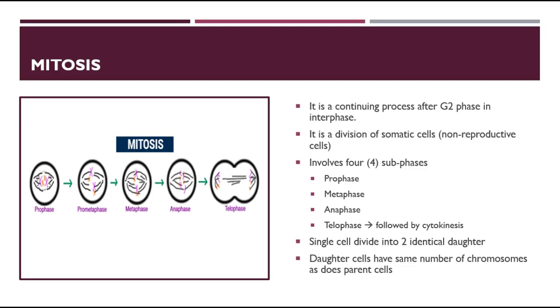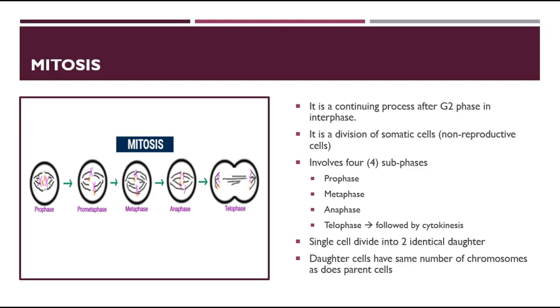This is the summary of the process of mitosis. Okay, after G2, it will enter the M phase, which consists of 4 subphases. And this mitosis can only be seen in somatic cells, which are all the non-reproductive cells. So the first phase is prophase. The second one is metaphase. The third one is anaphase. And the last one is telophase, followed by cytokinesis.